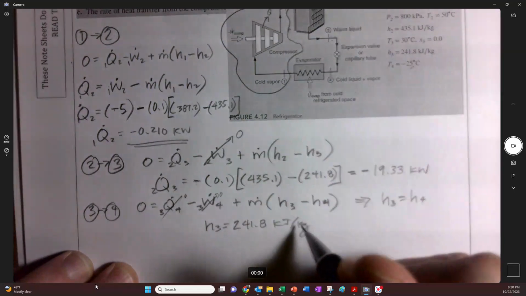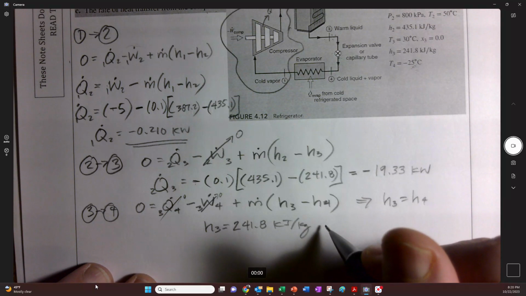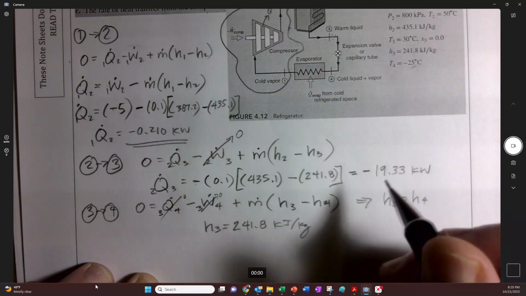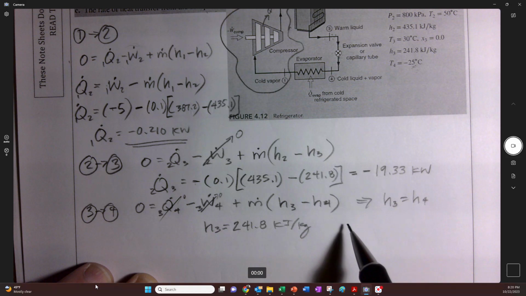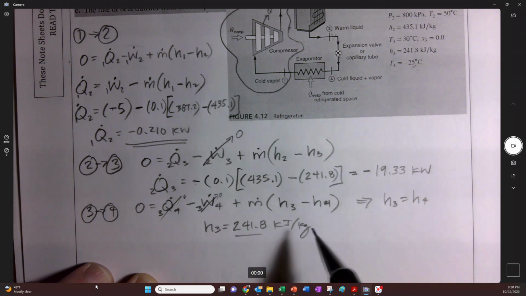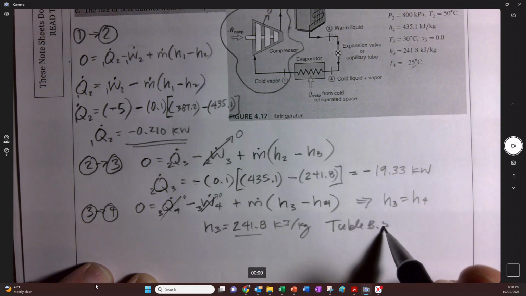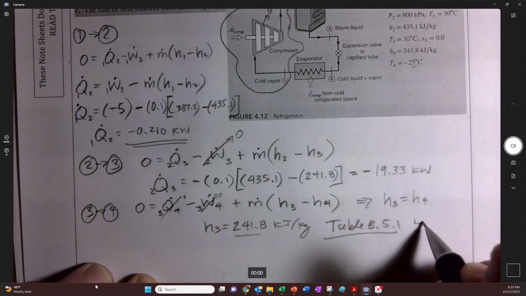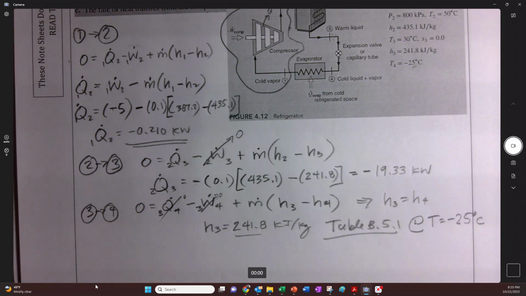So we want to look up in our tables and find what the quality is going to be at this combination, right? So you look up, actually, we look up in table B.5.1 at T equal to negative 25 degrees Celsius. And look that up. And let's see. Let's bring him up.